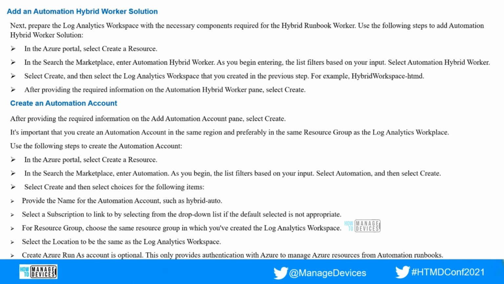Now you are adding an automation hybrid worker solution. So you have to have a resource for that. And once you go to the Azure portal, and click on create resource from the marketplace, you can select the automation hybrid worker. As you type, the list is going to take your input and select the automation hybrid worker for you. Then if you click create, it is going to prompt you to link your log analytics workspace as soon as you click create. After that, it will be pretty easy. Next. That's it.